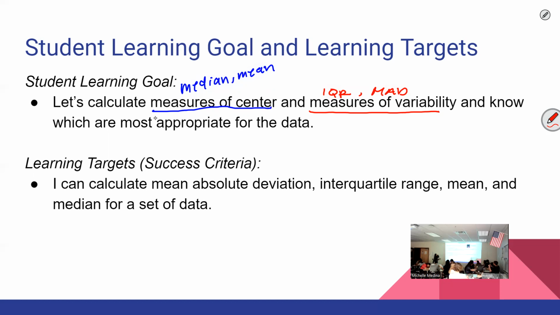The learning target. So this is how you'll know if you met the goal for today. If you can calculate the MAD, mean absolute deviation, the interquartile range, or IQR, mean and median for a set of data. That's the goal for today.